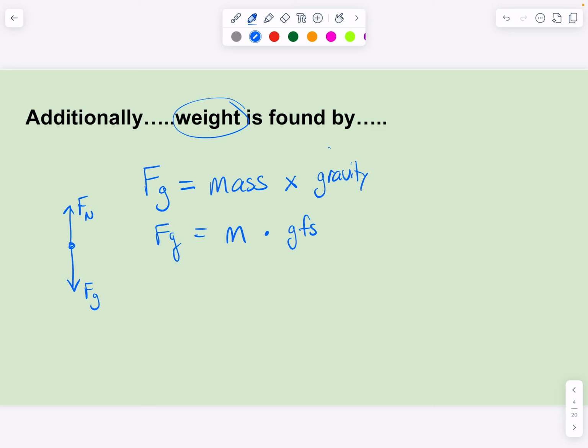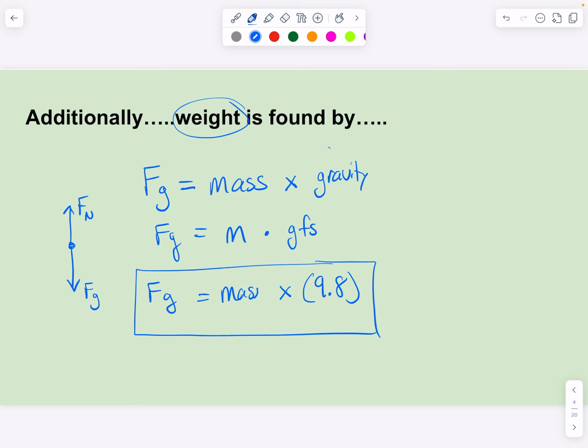Either way, we know that we're taking the mass of an object and multiplying it by the gravity force, which is 9.8, to determine what the Fg value is going to be. We're going to need to do that in several different problems in this activity as well. Sometimes they're going to give us the Fg. When you calculate this, it turns into a value that's measured in newtons.